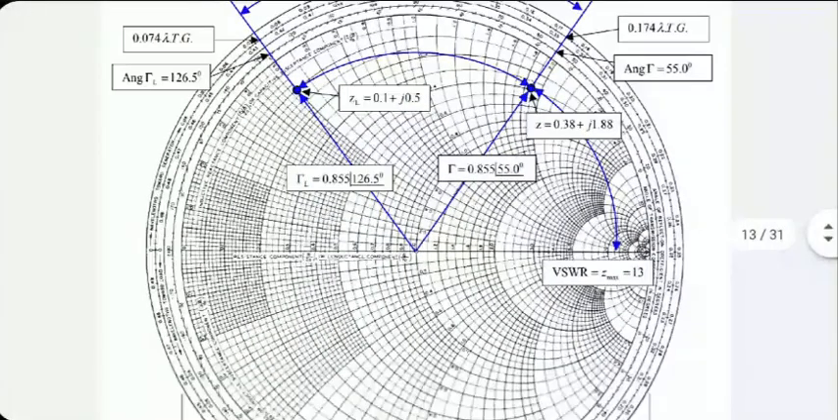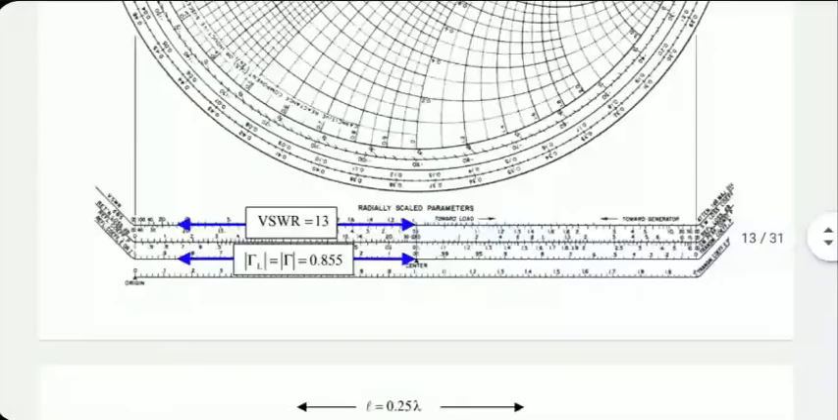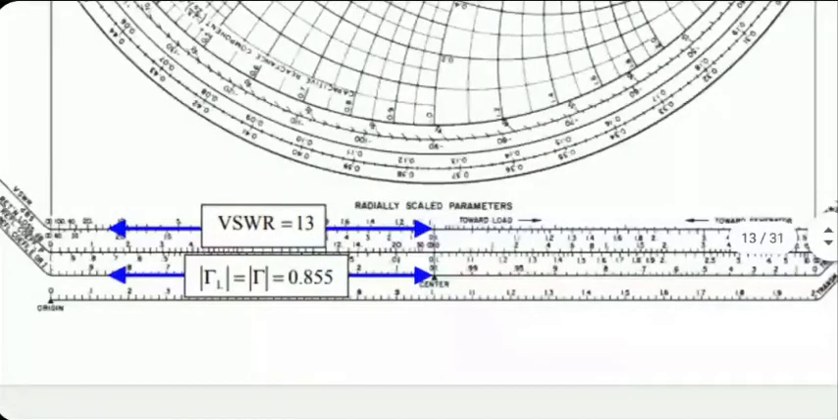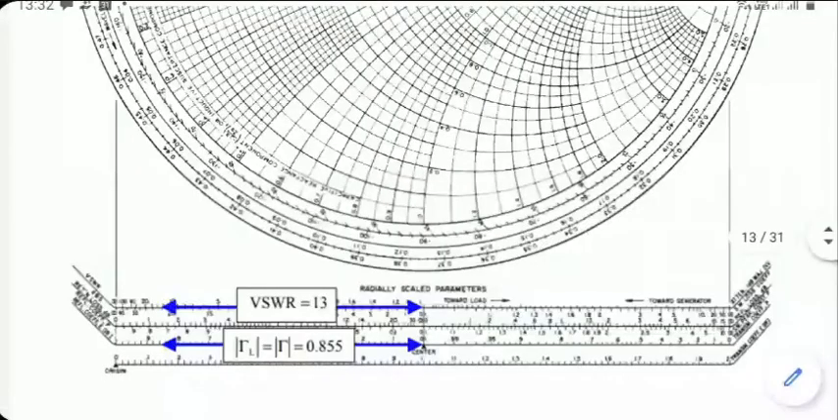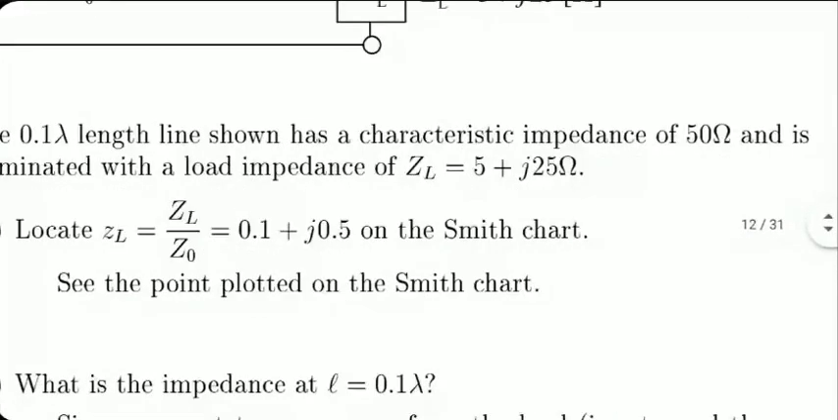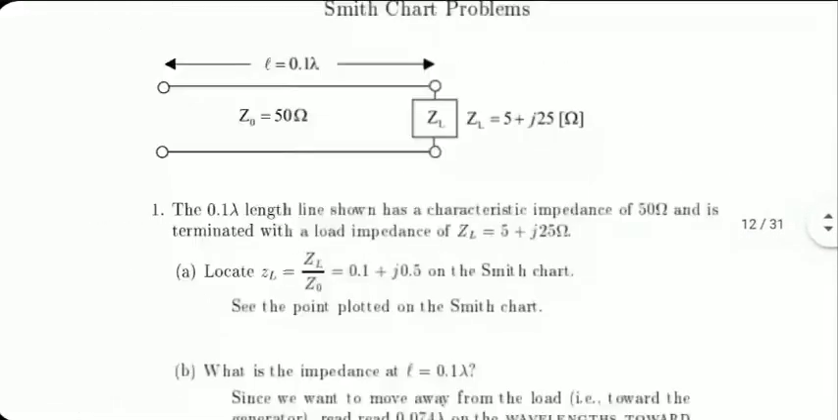So this is the starting point. Then you take this distance from the center of the chart to this point and use the scales at the bottom. We get VSWR equal to 13 almost, and magnitude of tau is almost 0.855. I'm sure you can verify these answers using analytical equations also. Then what is the value of L by lambda? Let's see, what have they given? It's 0.1 lambda. Okay, so L by lambda is 0.1.